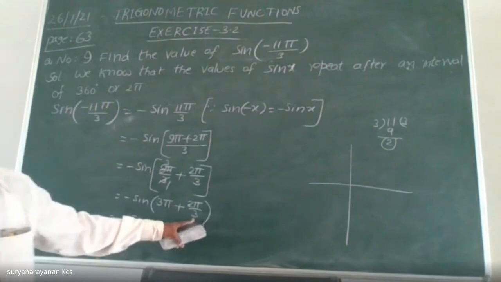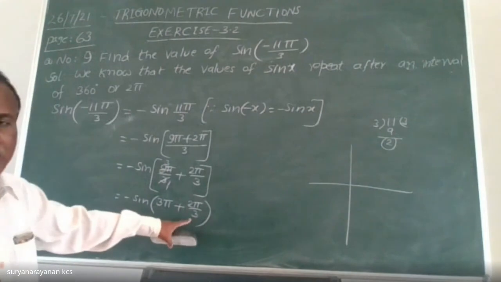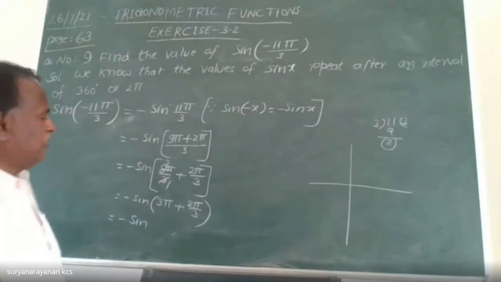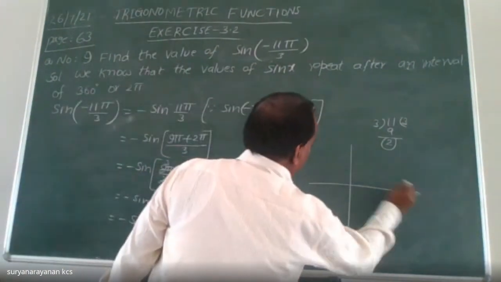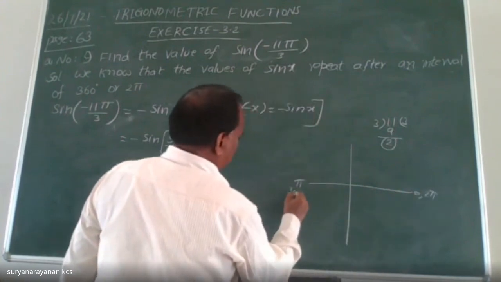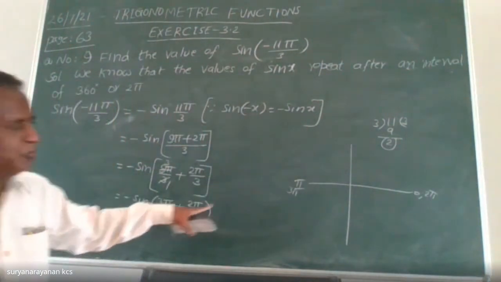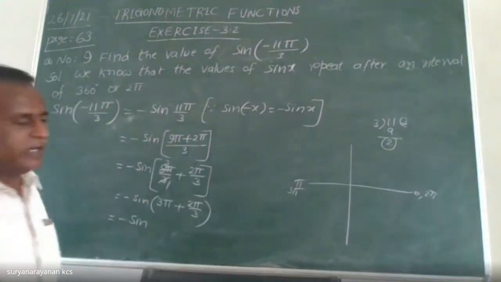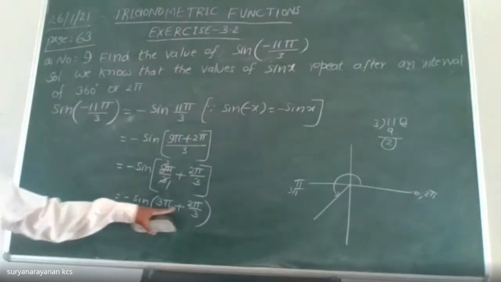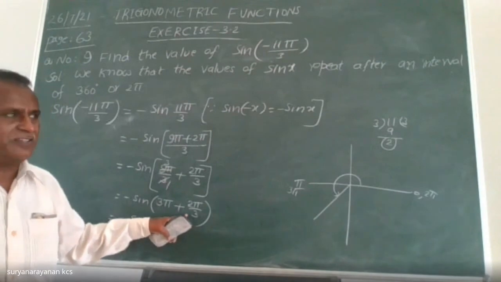Actually, this is also not an acute angle. We have to convert it into an acute angle. 3 pi plus 2 pi by 3, in which quadrant does it lie? Here 0, here pi, here 2 pi, here 3 pi. 3 pi plus 2 pi by 3 is the third quadrant. 3 pi plus means the angle lies in the third quadrant.